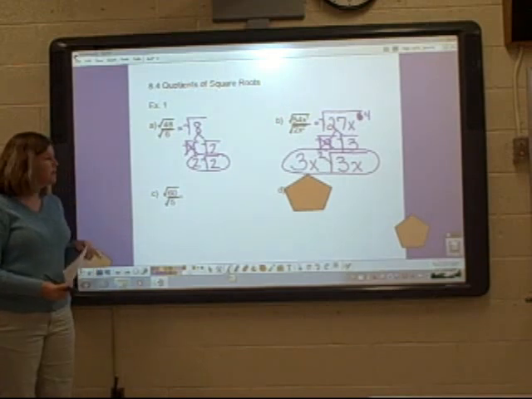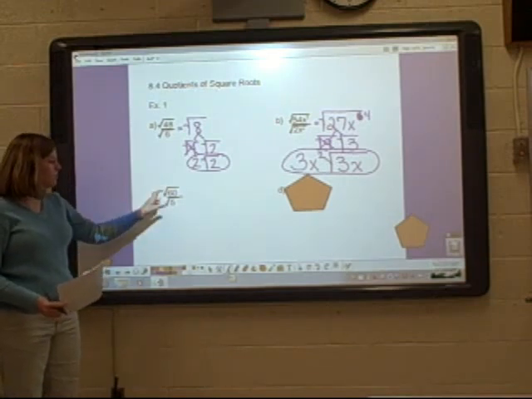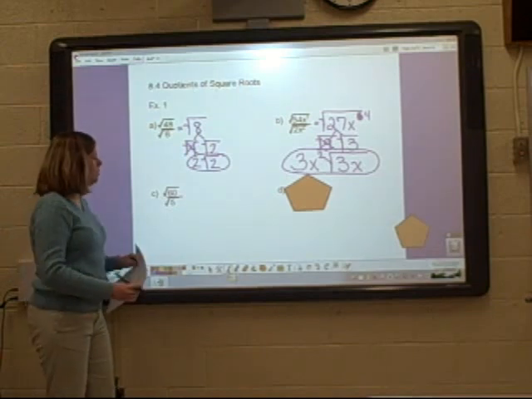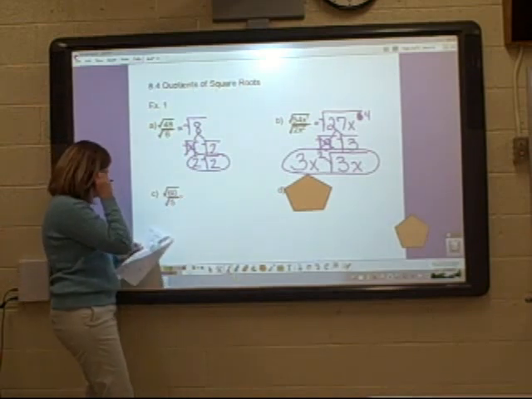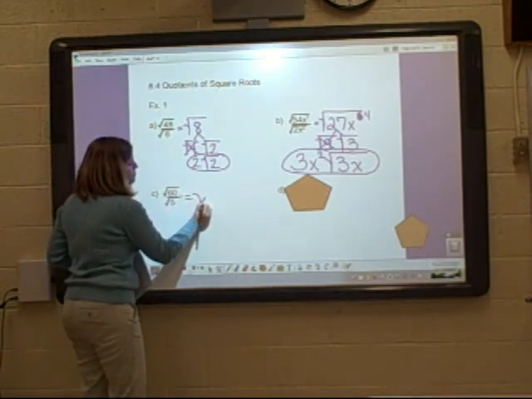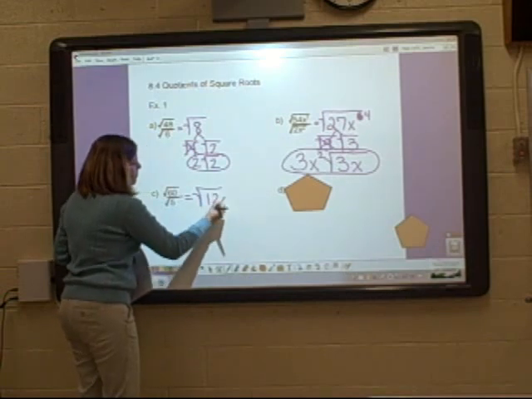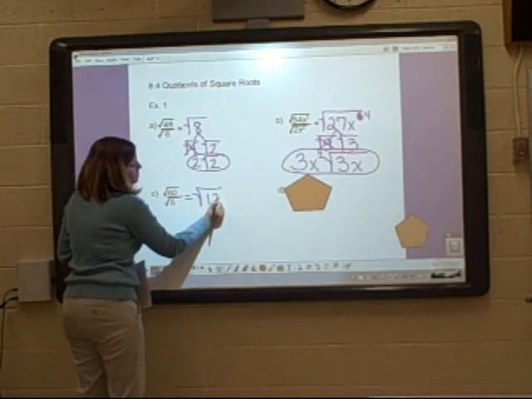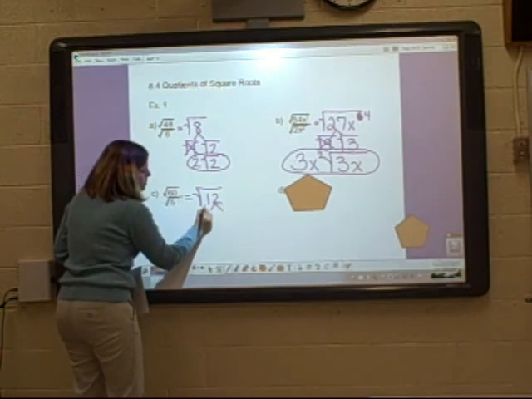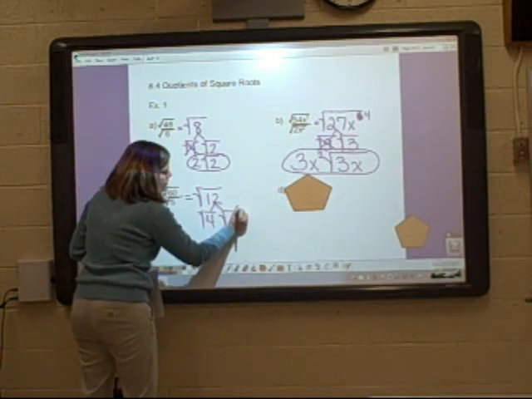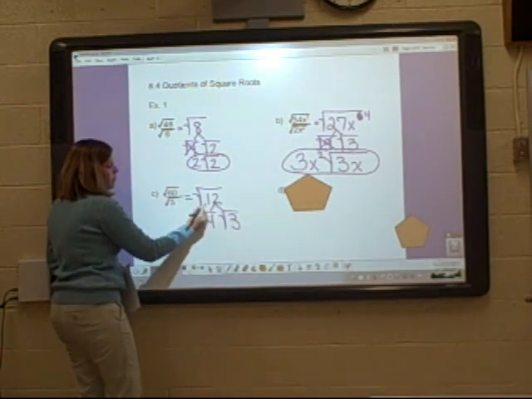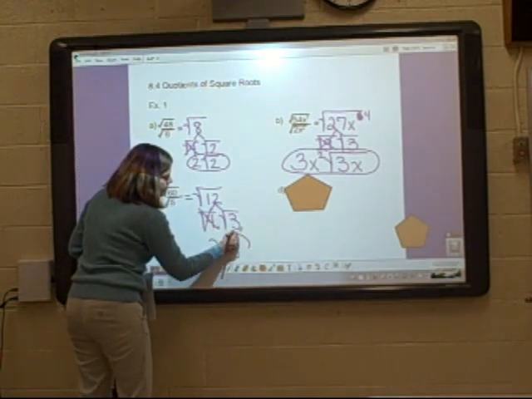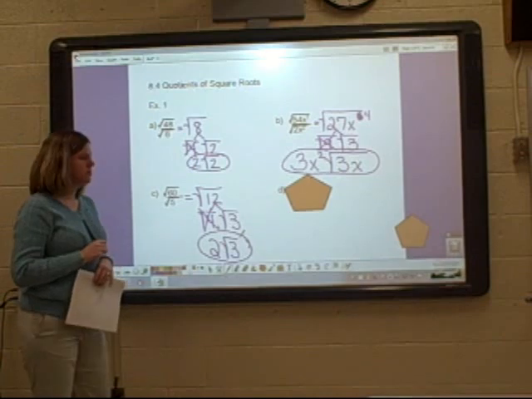In letter C, once again, if you have two square roots and they are actually divisible by each other, you can go ahead and write it as 1. So the square root of 60 divided by the square root of 5 is the square root of 12. And once again, you want to make sure that your answer is as simplified as possible. So the square root of 12 breaks down into the square root of 4 times the square root of 3. The square root of 4 is 2, so we get 2 root 3 as our final answer.